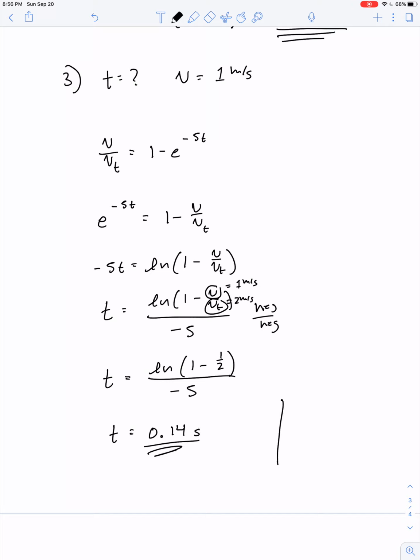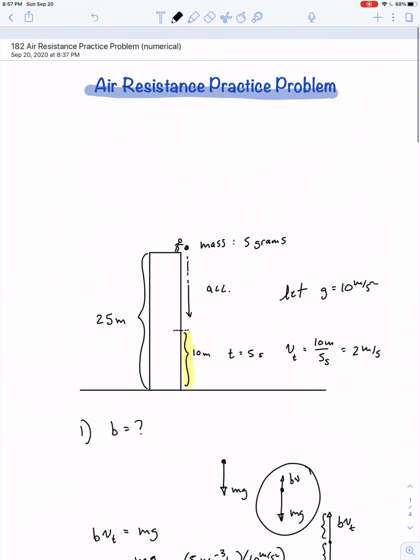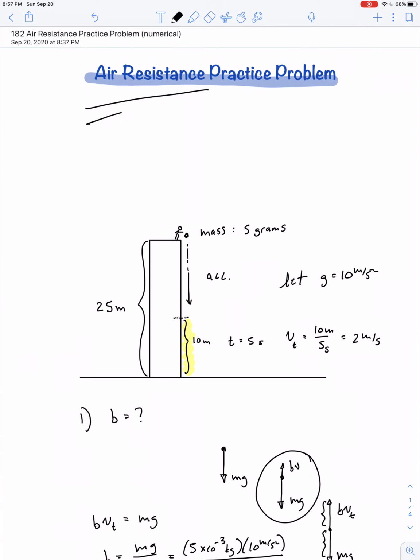All right, so stand at the top of a tower, crumple up a piece of paper and drop it, and after just 14 hundredths of a second, the speed has reached 1 meter per second, and it won't take long until the speed is very nearly 2 meters per second. So for the final distance, the object just falls at a constant speed known as terminal velocity. All right, so there you have it, just a numerical example of how we can apply these equations regarding falling with the influence of air resistance.